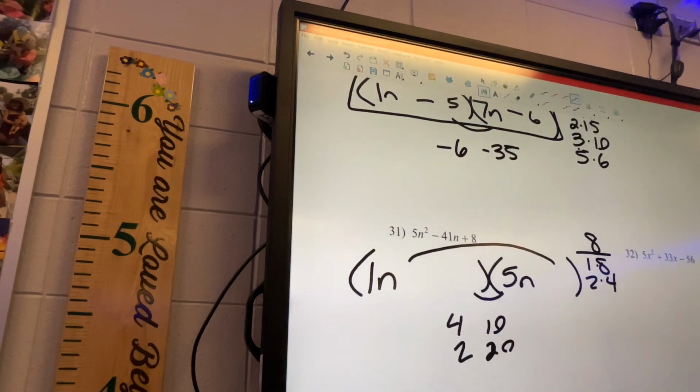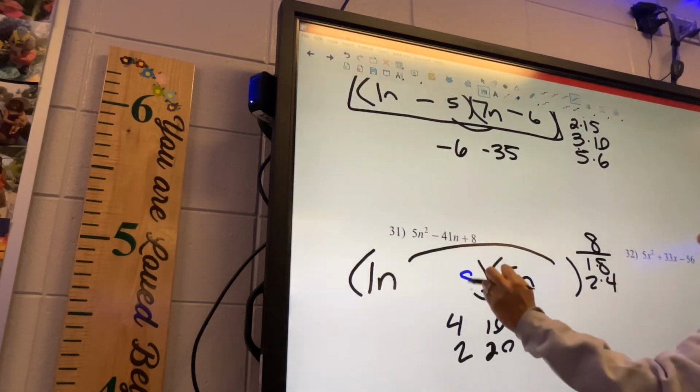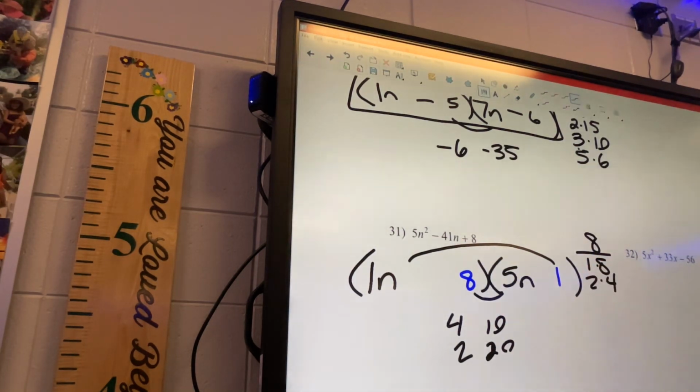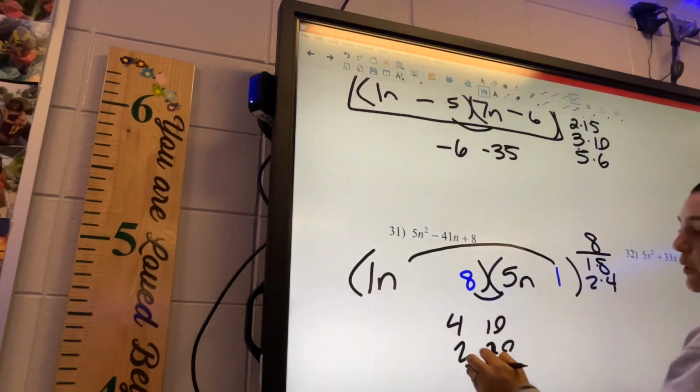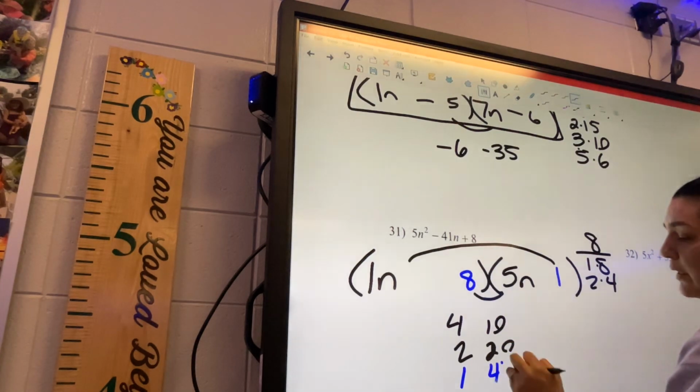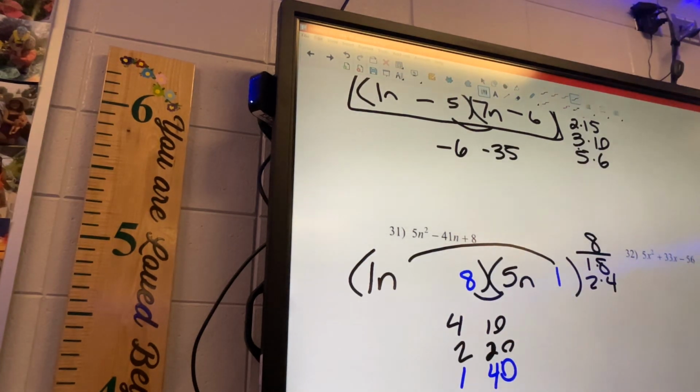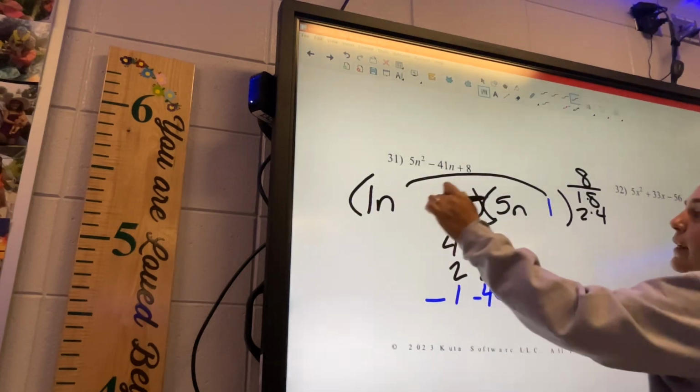What needs to go where? 8 and 1. Because 8 times 5 is going to be 40. So I'm going to get 1 times 1 is 1, 8 times 5 is 40. Okay, and so I would need a minus minus.